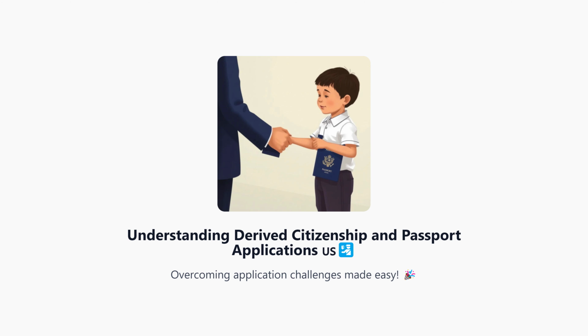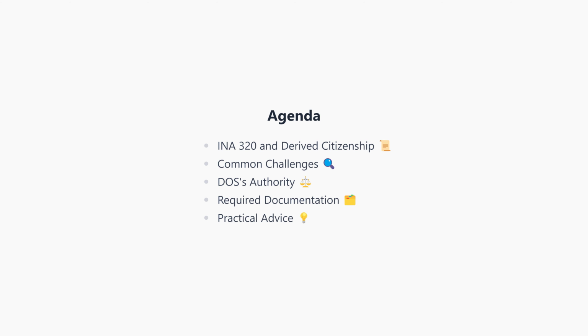In this video, we're diving into the world of derived citizenship and passport applications, particularly focusing on challenges under INA 320. We'll explore what derived citizenship is, the common challenges faced during the application process, the authority of the Department of State, required documentation, and finish with some practical advice to ensure your application is successful. Here is what's lined up for today's video.